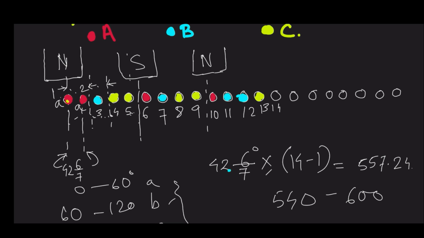So what about A? It is this one. A. Fine. Now 540 to 600, okay. Once you reach 540, it is time to draw another pole. So where we got 540, it is just before our slot number 14. So here exactly, yeah, 14.